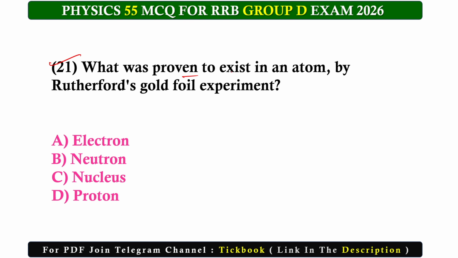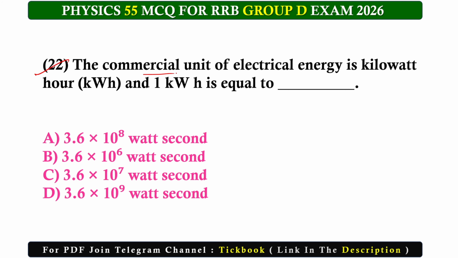21. What was proven to exist in an atom by Rutherford's gold foil experiment? Option number C, nucleus. 22. The commercial unit of electric energy is kilowatt hour, and 1 kilowatt hour is equal to? Option number B, 3.6 into 10 to the power 6 watt second.